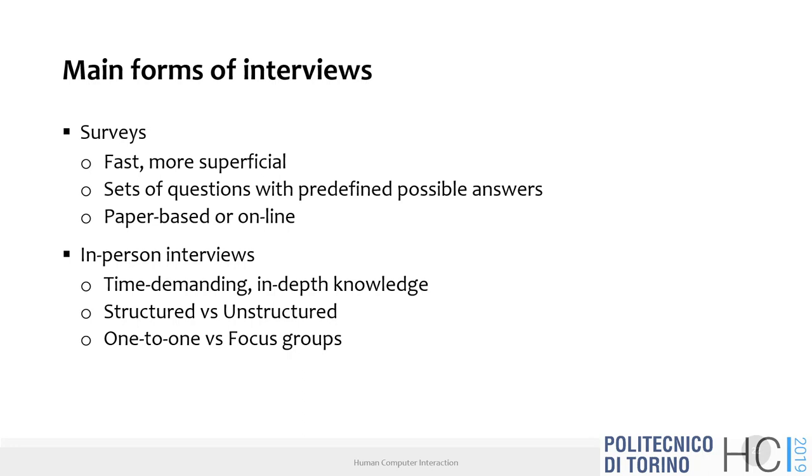Can be one-on-one, so you have an interview with one person. So if you have 5 users, you make 5 interviews, or what we call a focus group. So the interview is made with one researcher and 5 people of the same kind of target users. And so you ask questions to all of them. They can reply and then discuss among themselves, and they can compare their impressions. They can complete each other's answers and so on. So you get information from the group.